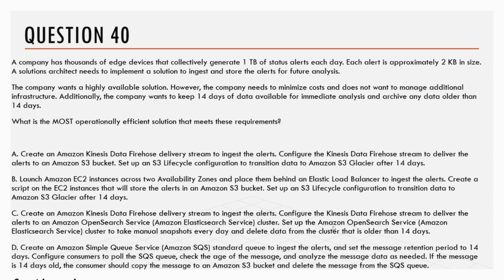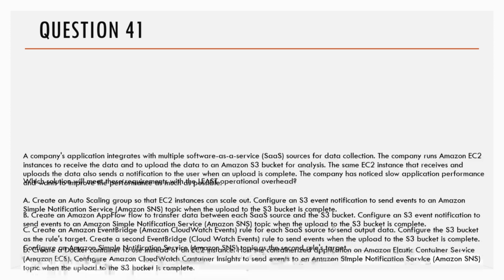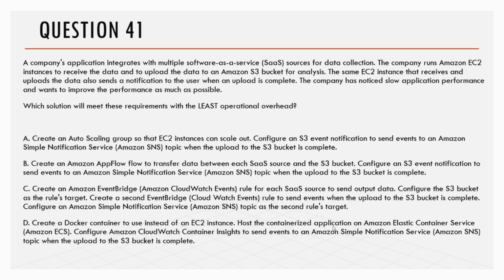And the correct answer is option A, which says create an Amazon Kinesis Data Firehose delivery stream to ingest the alerts. Configure the Kinesis Data Firehose stream to deliver the alerts to an Amazon S3 bucket. Set up an S3 lifecycle configuration to transition data to Amazon S3 Glacier after 14 days. Now let's look into question number 41.